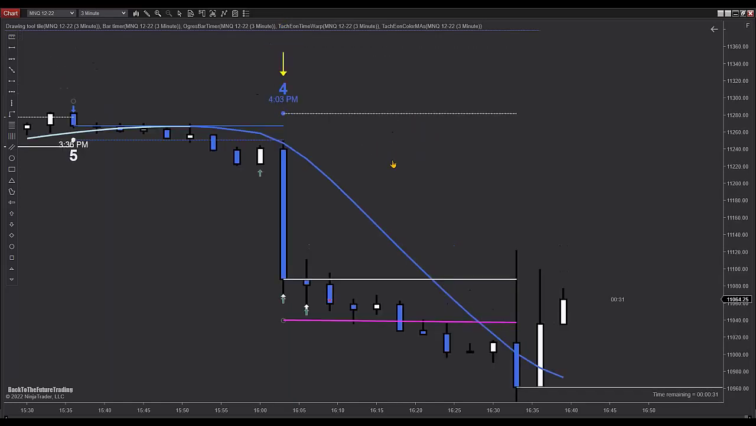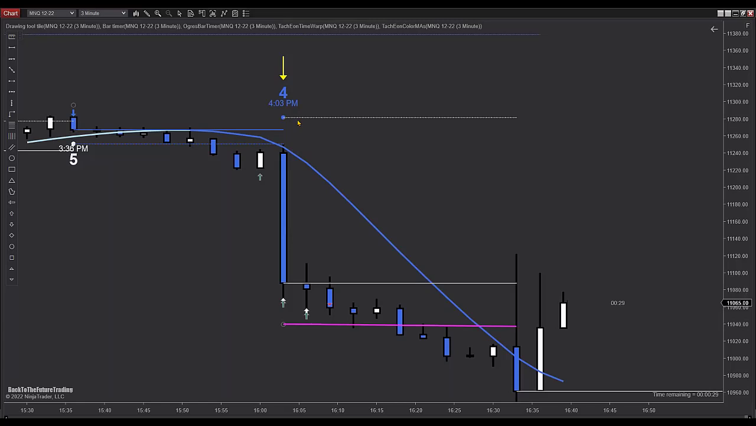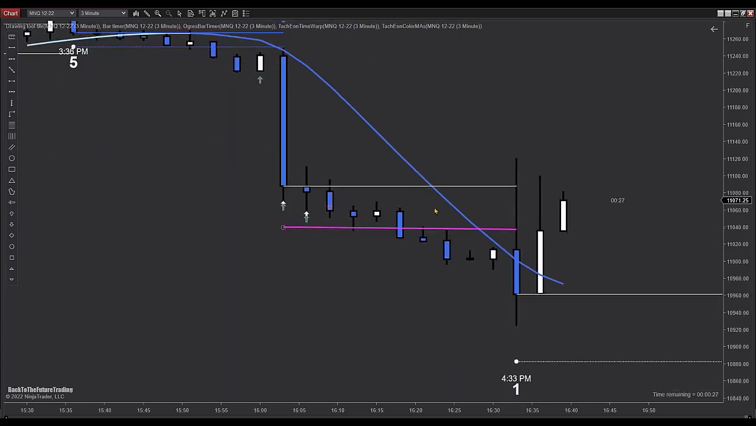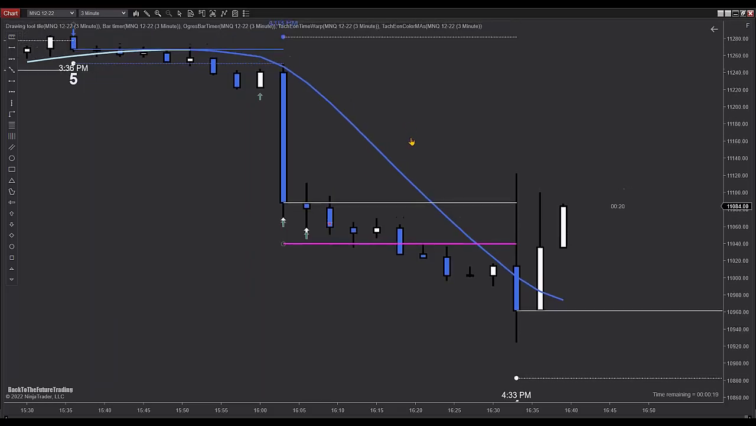If this would have been a pattern 2 and we were going to short this, then our stop would have gone here, but obviously it's not. So there are 2 different ways that we can take a pattern for short.